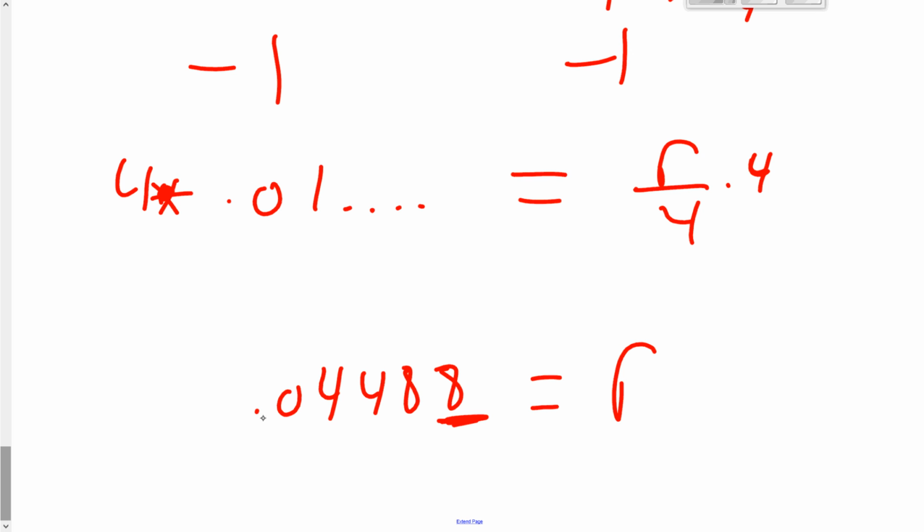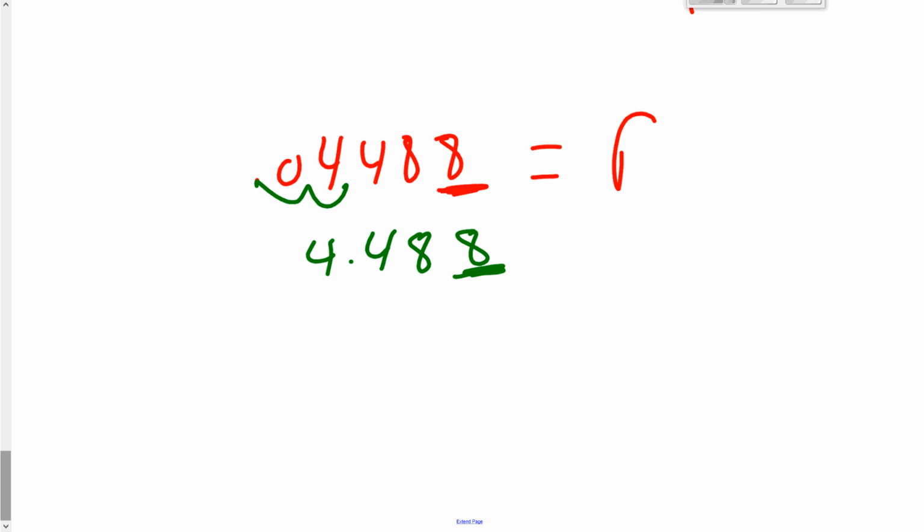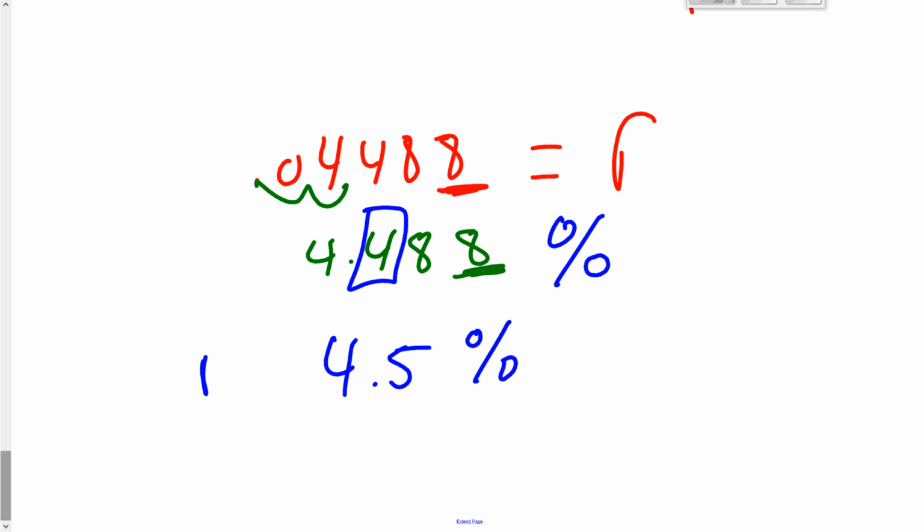So this is a decimal, so first we need to move that decimal over, so we get 4.488. I rounded this number, but this is a percent, and now it says round to the nearest 10th percent, so this right here, so now we can round that, so 4.5%, so that would be our rate. Okay, so there's the rate, 4.5%.